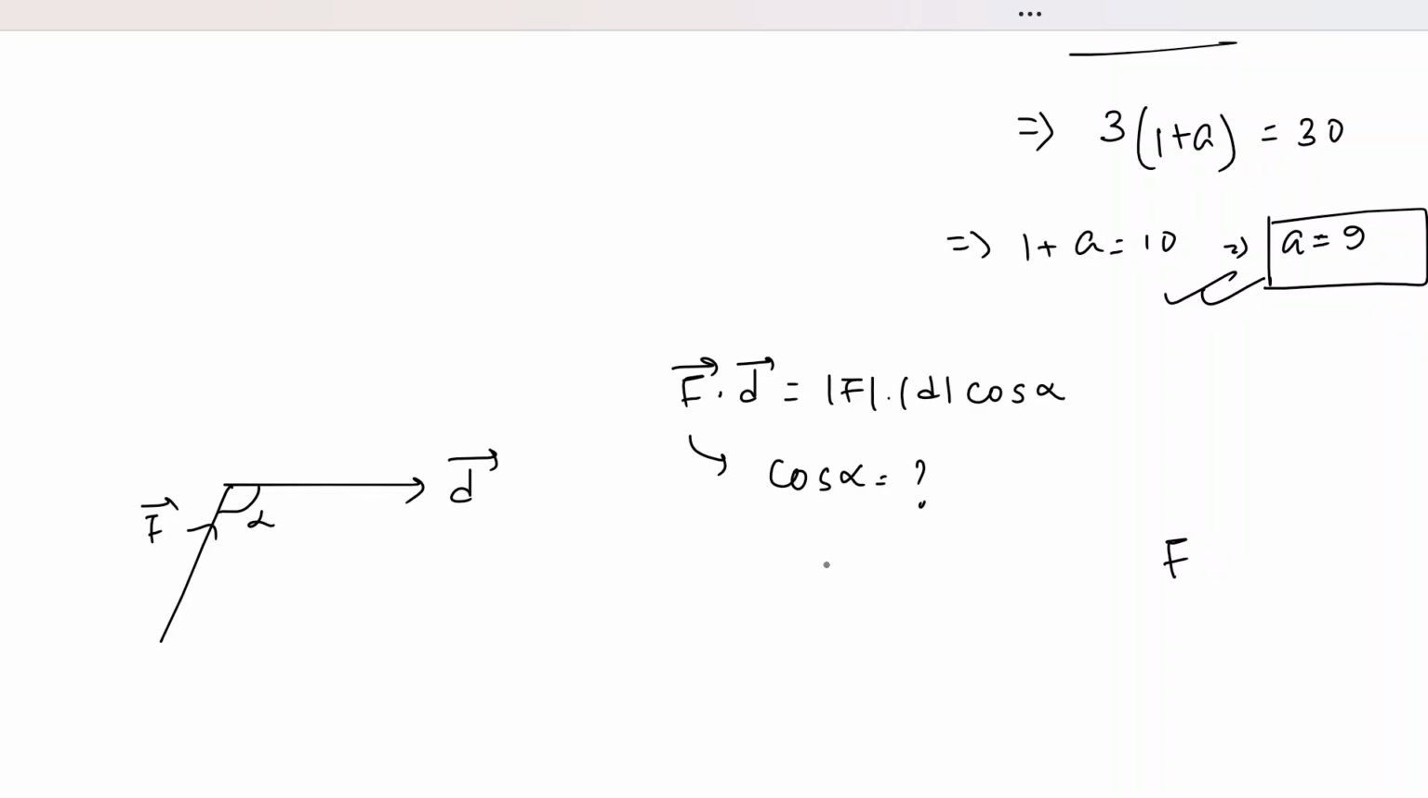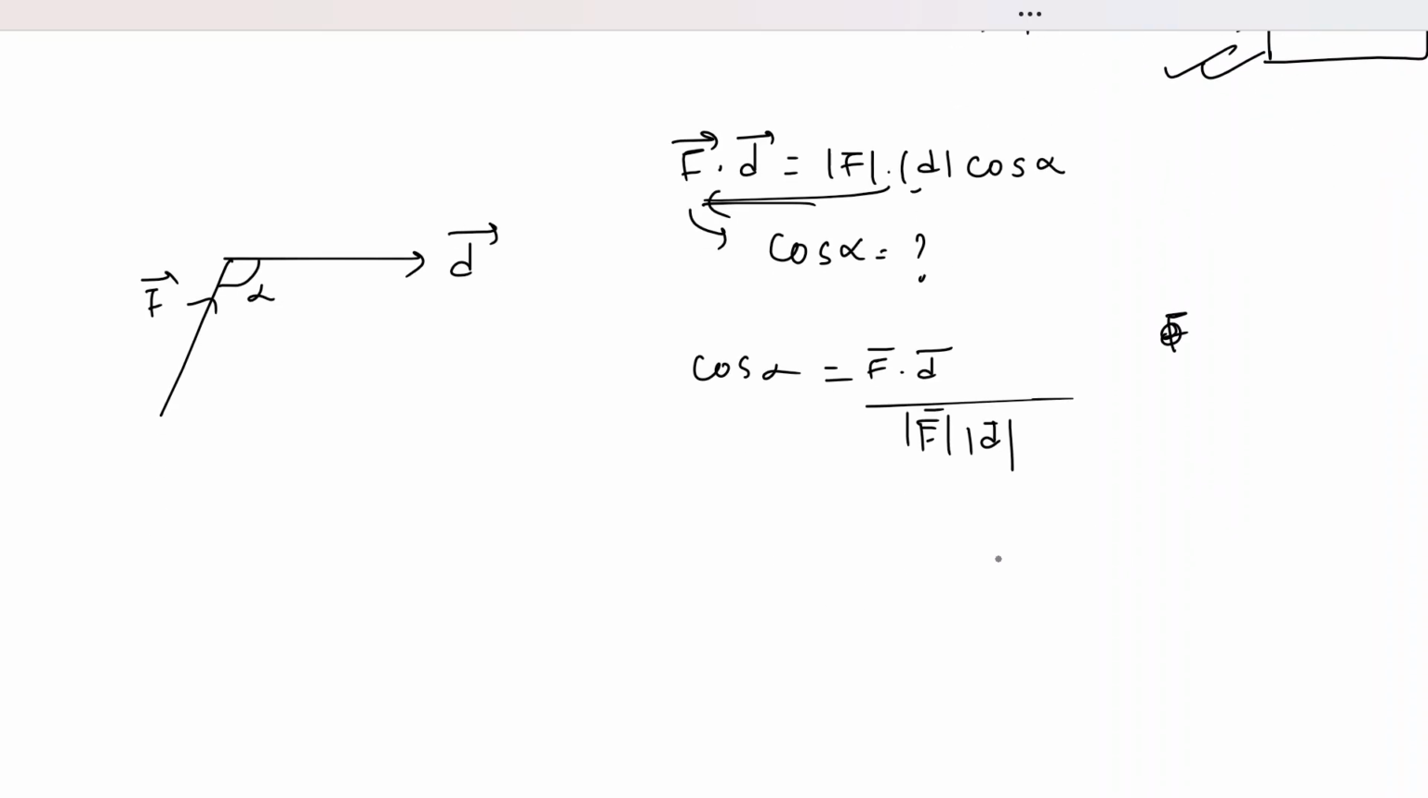So what is your cos alpha then? Cos alpha, you take to the other side. It is f dot d, which is this side, divided by this quantity, f modulus into d modulus. So this way you can calculate your cos alpha. You just have to put the expression of f that was given in the question, put the expression of d that was also given in the question, take the dot product, and then divide by the modulus of each of f and d.